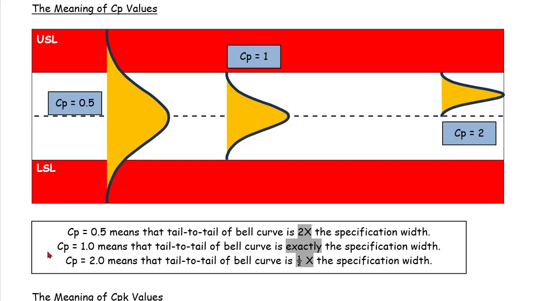If your CP is equal to 1, it means that the tail-to-tail of the bell curve is exactly the specification width. But remember, the CP does not take into account where this average is centered. It could be centered up here and you're going to get the same CP values. A CP of 2 looks like this, which means that the tail to tail of the bell curve is 1/2 times the specification width, or I could say it conversely, the specification width is twice this.